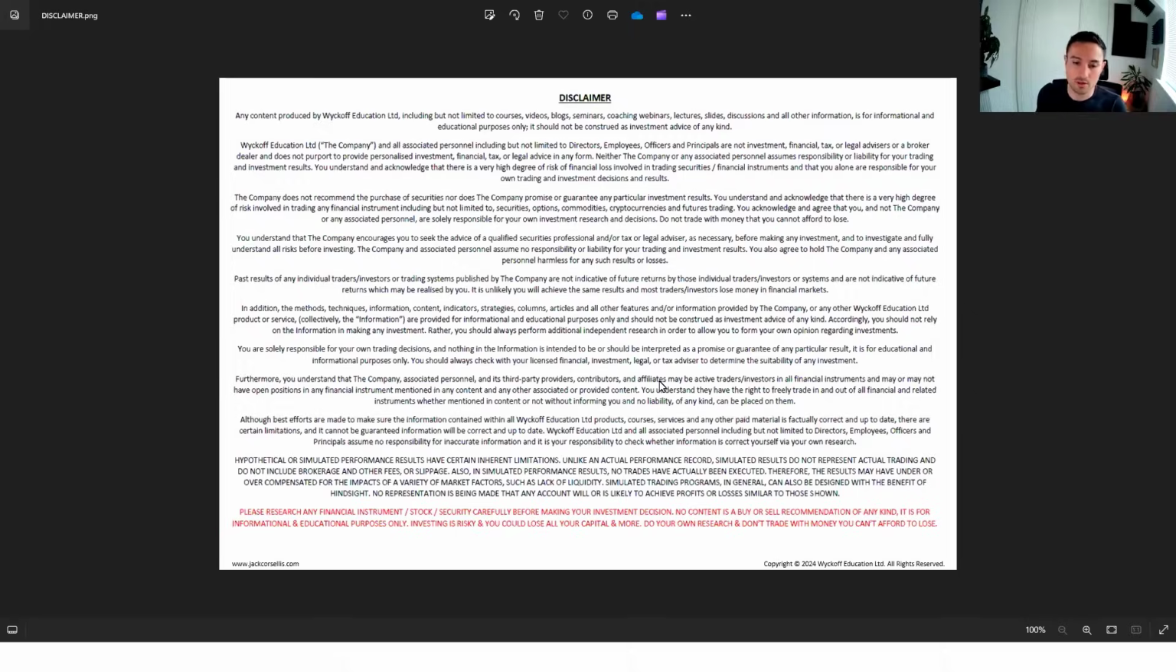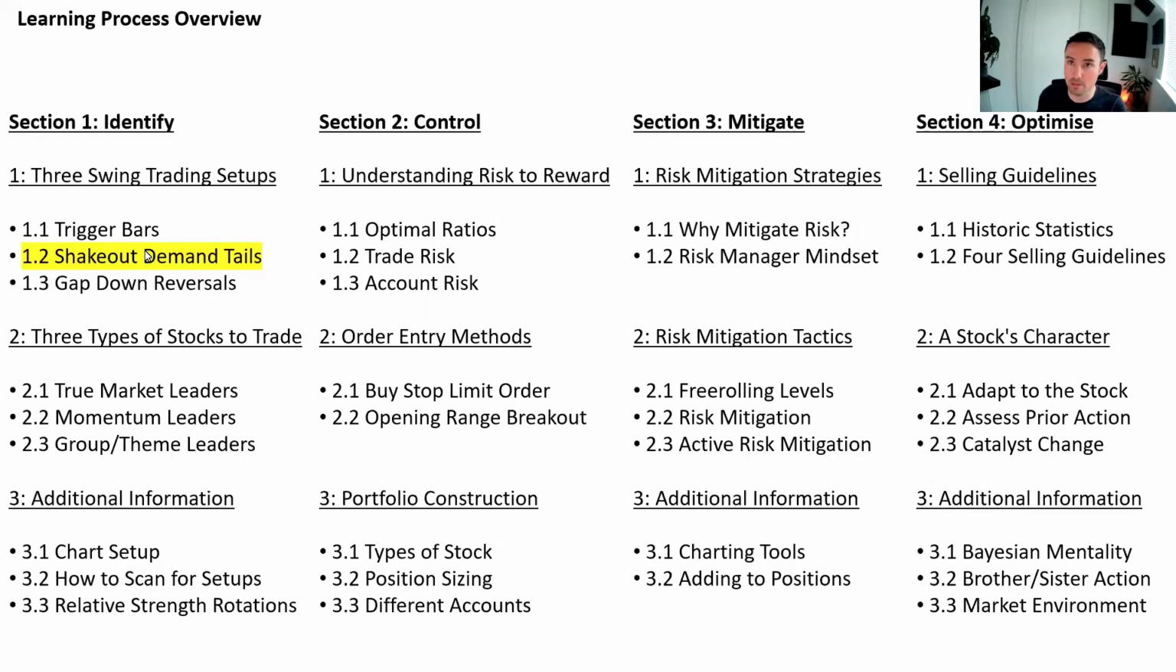Hey guys, hope you and families are well. Today's date is the 23rd of April 2024. This is the Blueprint Trading course, whatever it's called. I've forgotten the name of my own course. And this one is going to be about shakeout demand tails. So there are 3 types of setups that I target, which are trigger bars, shakeout demand tails, and gap down reverse bars. So last week we did trigger bars. This is going to be shakeout demand tails.